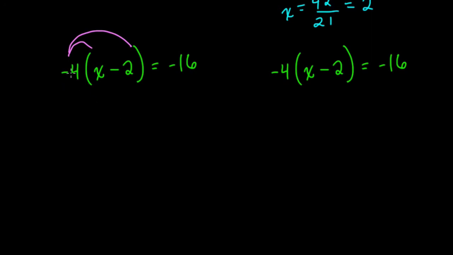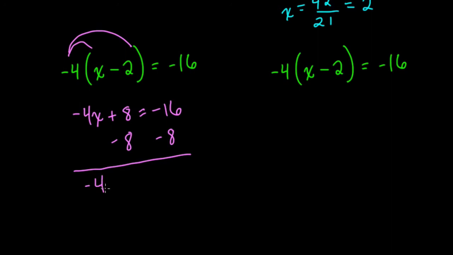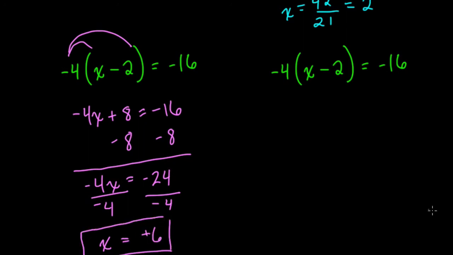So let's try that. Negative 4 times x is negative 4x. Negative 4 times negative 2 is positive 8, and that equals negative 16. That was our first step. Now we subtract 8 from both sides, so now to that step where you subtract. Negative 4x equals negative 16 minus 8, or negative 24. And finally, we divide both sides by negative 4, or divide by that coefficient on x. So here, x equals positive 6.